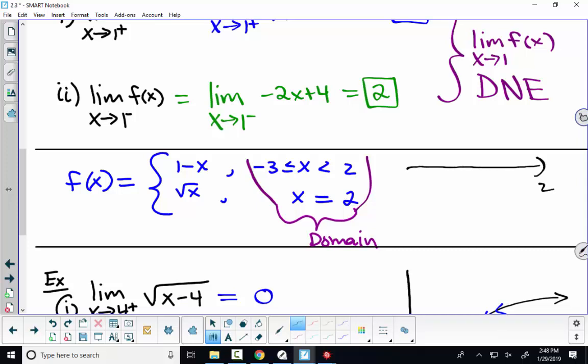But the overall domain of this function, here's 2 and negative 3. X is larger than or equal to negative 3 and in between 2. And then the second piece comes in here and includes 2. So really the domain of that function is from negative 3 to 2, because the domain of this function is the domain of all of its pieces together. Any other questions?